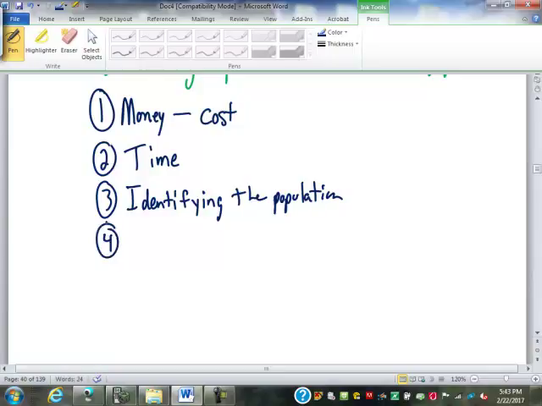The fourth reason, I'm going to have to discuss this one a little bit, is changes over time.